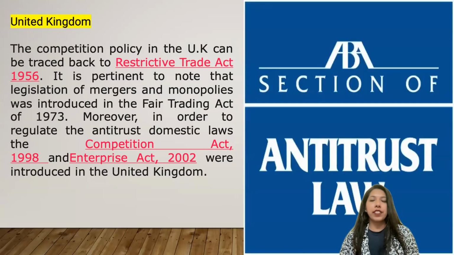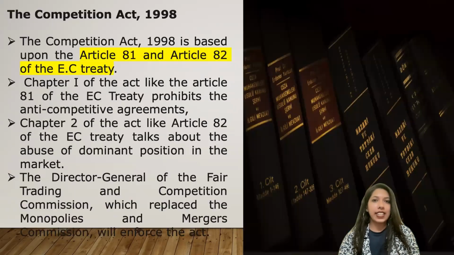Next, I'm going to discuss the condition in the United Kingdom. As you all know, with Brexit, the UK has come out of the European Union. The competition policy in the UK can be tracked from the Restrictive Trade Act of 1956. Also, in order to regulate antitrust domestic laws, the Competition Act 1998 and the Enterprise Act 2002 were introduced in the United Kingdom.